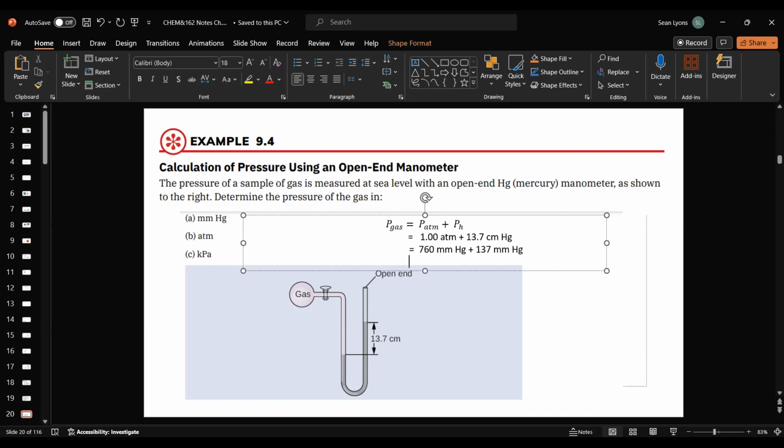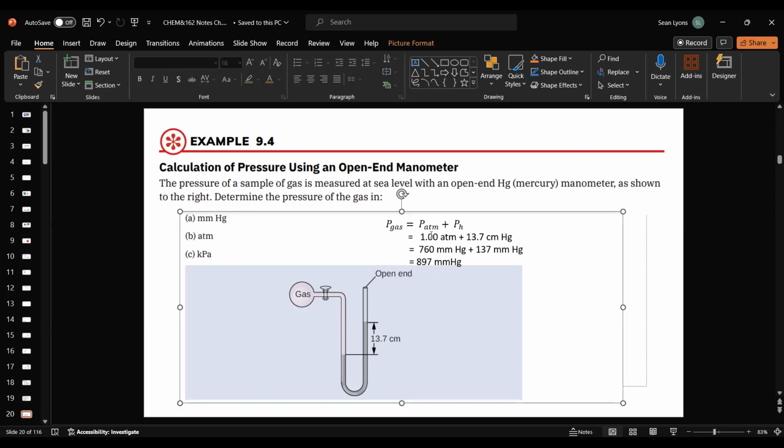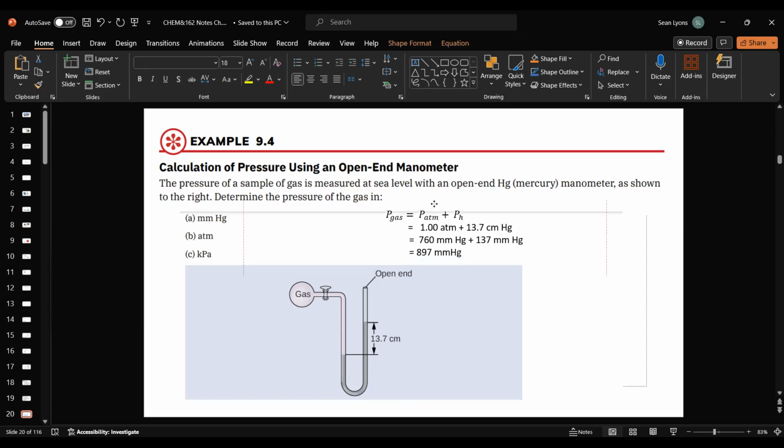So we'll wind up with 760 millimeters of mercury. We'll wind up with 137 millimeters of mercury. So ultimately, we'll wind up with 897 millimeters of mercury there. And that's the first piece.